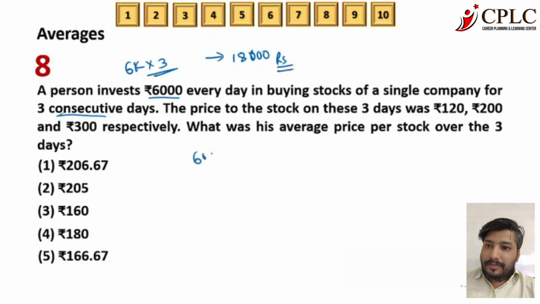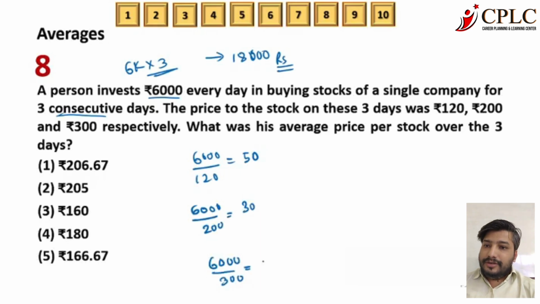On day 1, my price is 120 rupees. So I'm going to get 50 shares because 12 5s are 60. Day 2, price is 200. So I'm going to get 30 shares, 2 3s are 6. Day 3, price is 300. So I'm going to get only 20 shares on day 3.